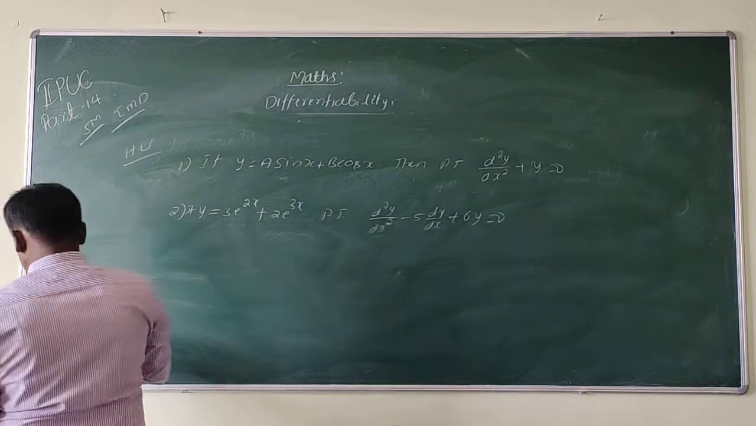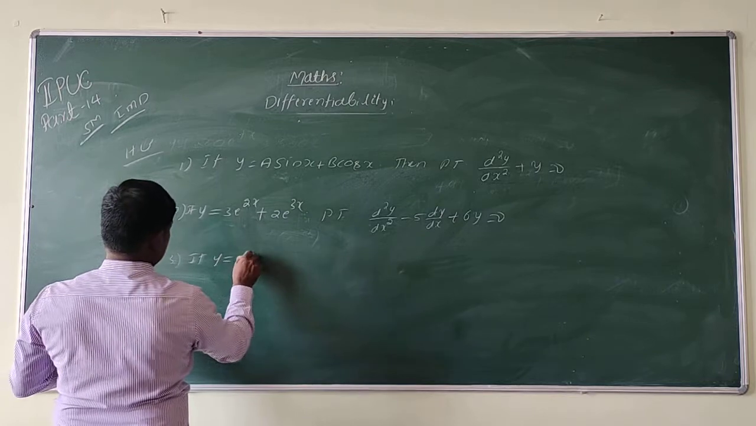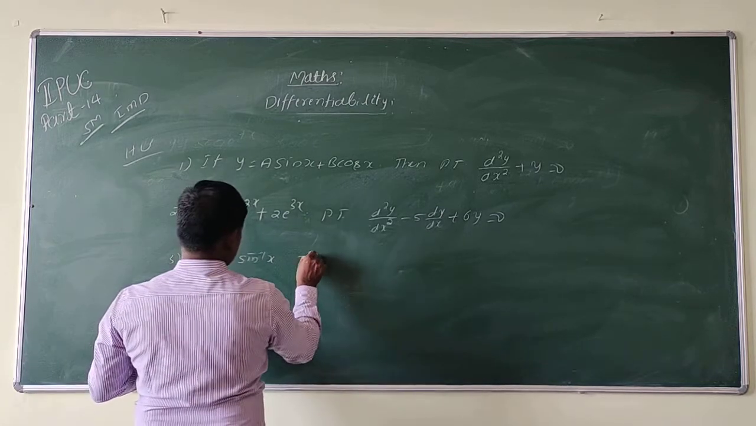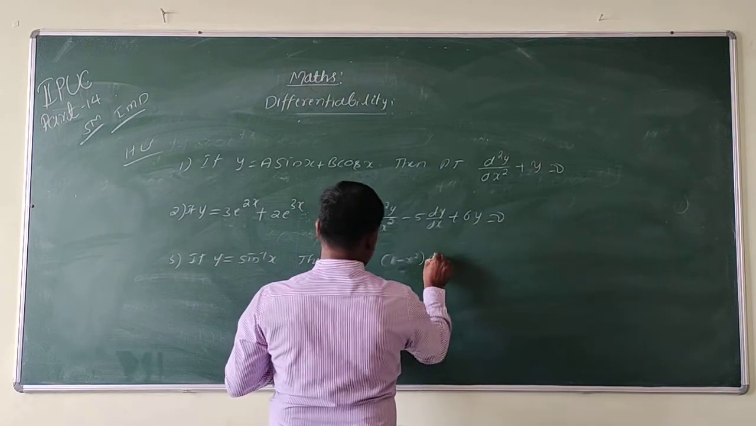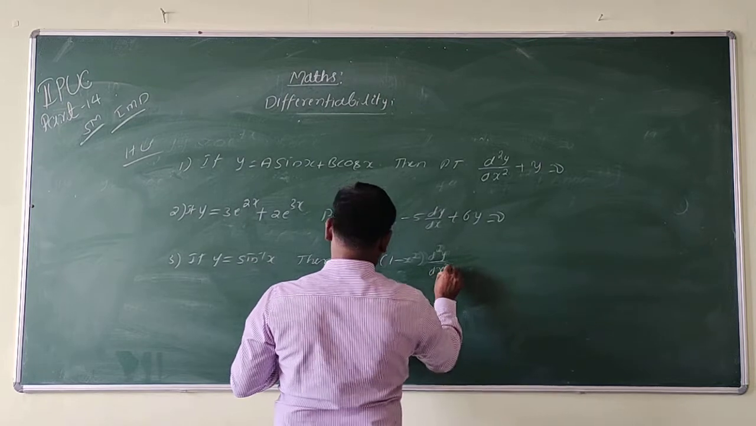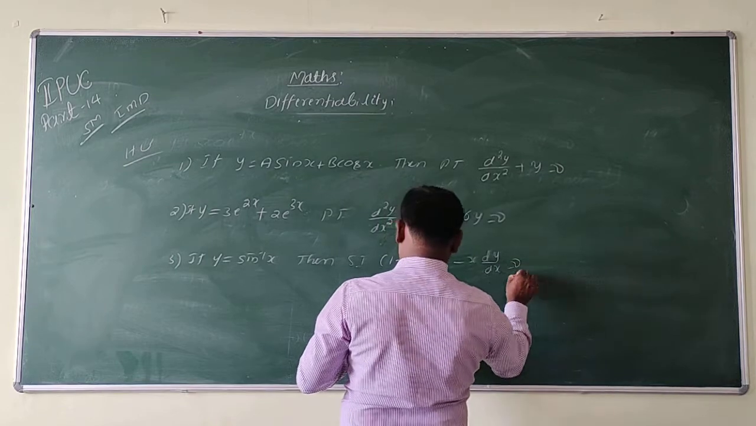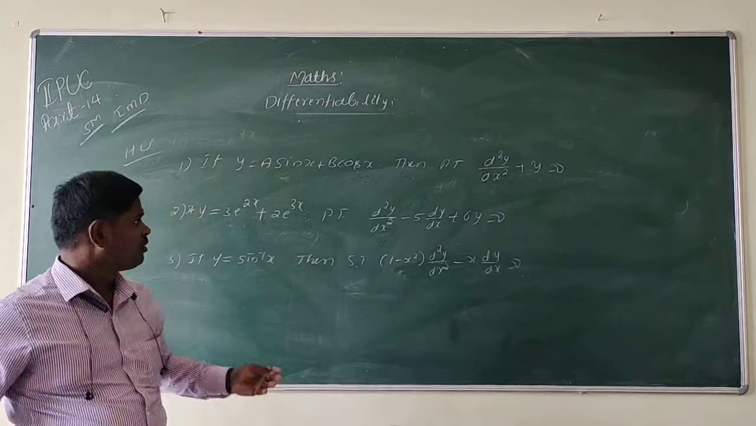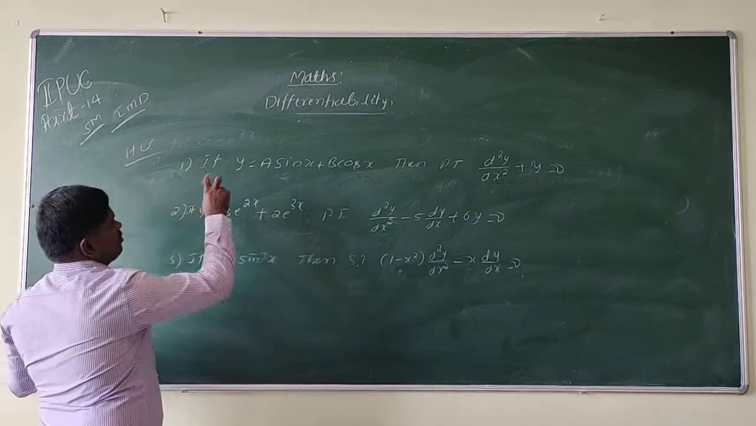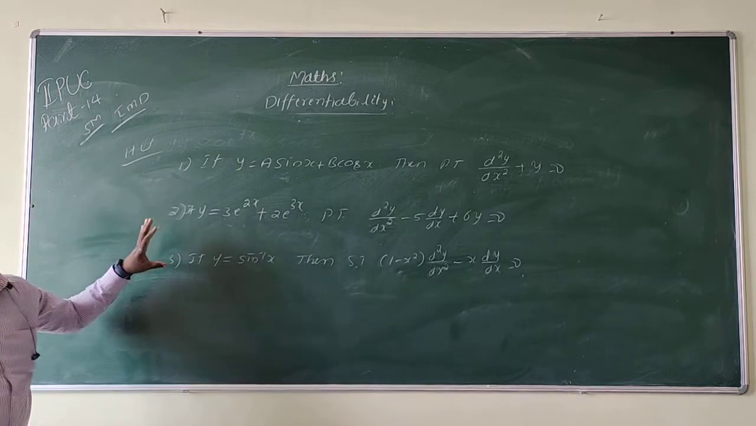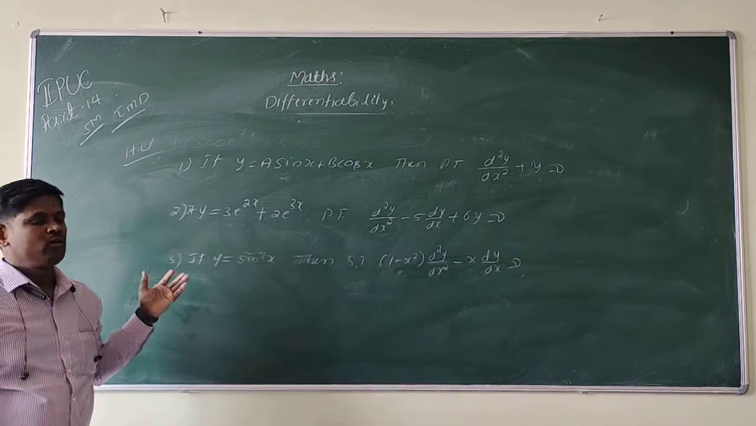One more problem, the third problem: if y is equal to sine inverse of x, then show that 1 minus x square into d square y by dx square minus x into dy by dx is equal to 0. These are also important problems for 5 marks, so don't neglect. You should try to solve them at home. This is also repeatedly asked in previous examinations, so don't neglect, dear friends.